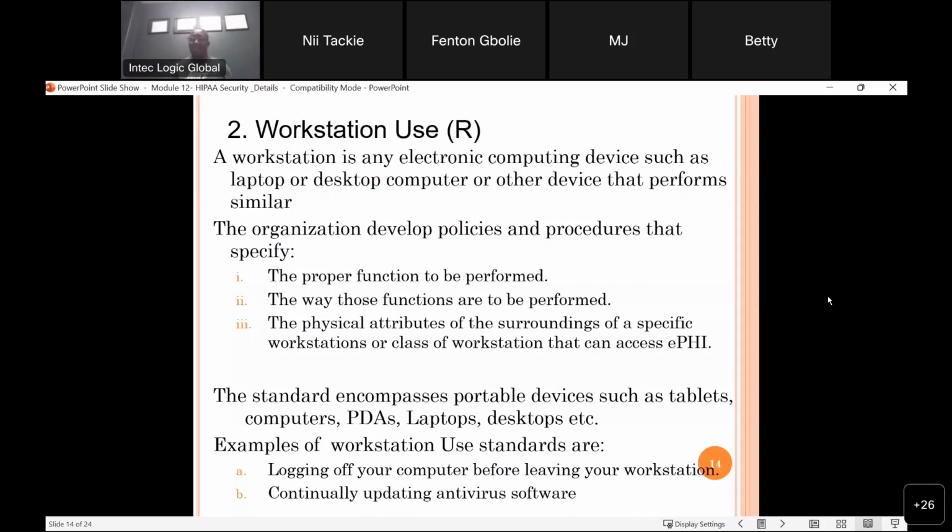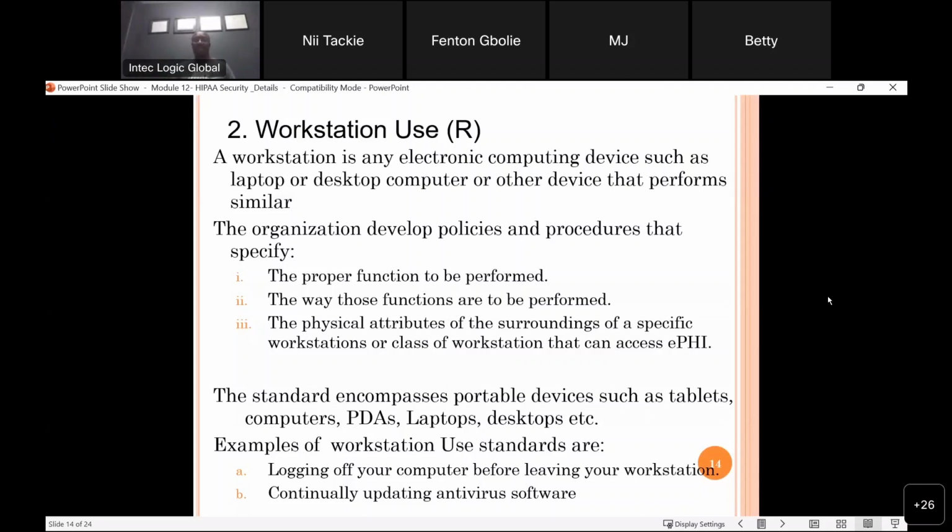It's the same thing in the covered entity, right? If you are a doctor working from patient to patient with a medical device or iPad, that is your workstation, right? Good. So the organization must develop policies that specify proper functions to be performed. At your workstation, where the doctor, the nurse sit to work, there need to be proper functions, the way those functions are to be performed. You don't watch videos on your workstation. You don't do anything that is contrary to HIPAA, right?